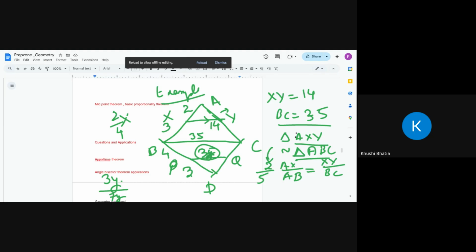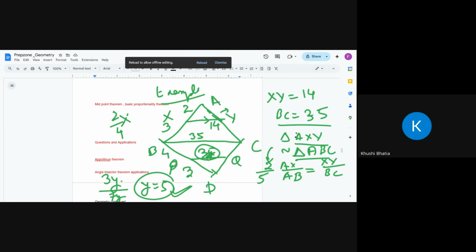So we got y as 5. Yes, that is the question only. That is what I was going to solve. You already solved it. This is the right answer. Nothing but a simple application of basic proportionality theorem. But sir, let's take the ratio.